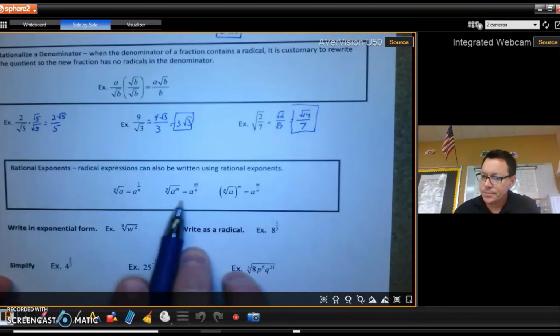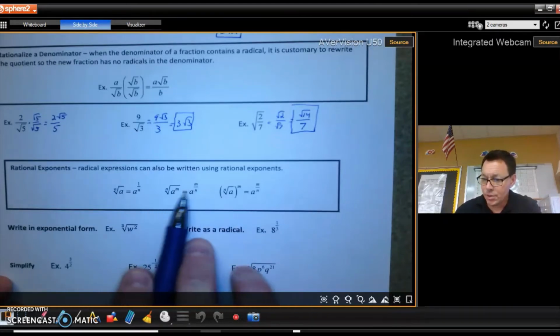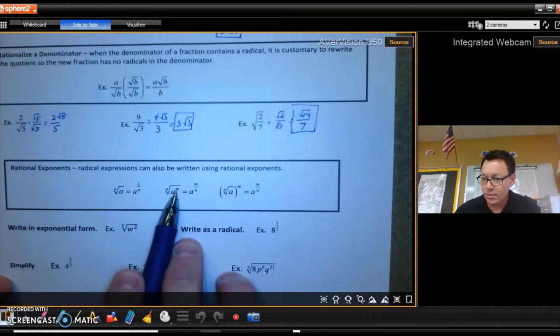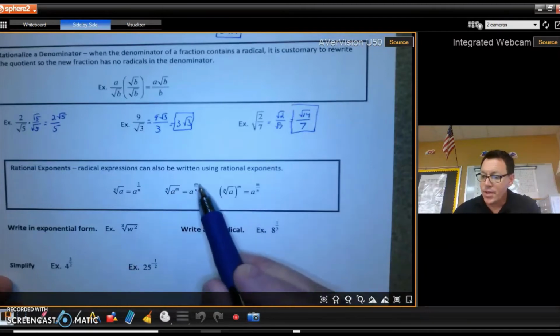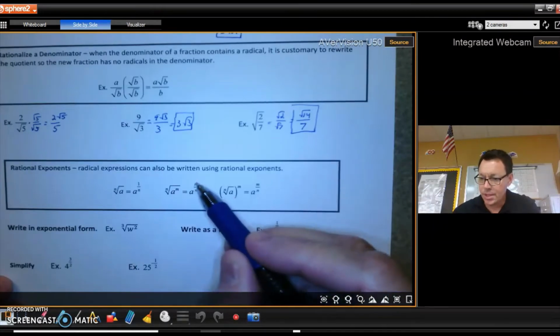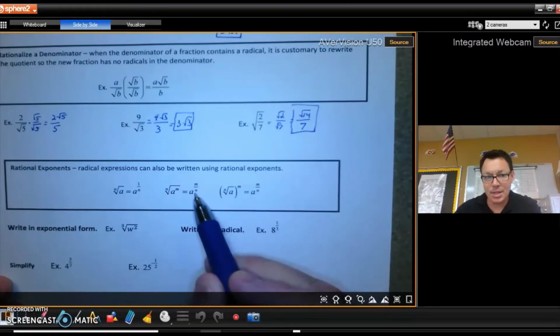Okay, so also these two properties are also true, where if you're taking the radical of a base to a power, this is what that rational exponent would look like. The exponent, the power, is in the numerator of that exponent, and then the index is in the denominator.